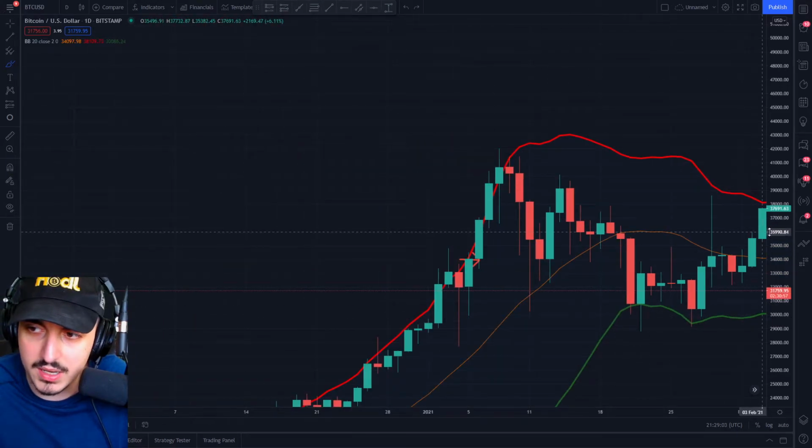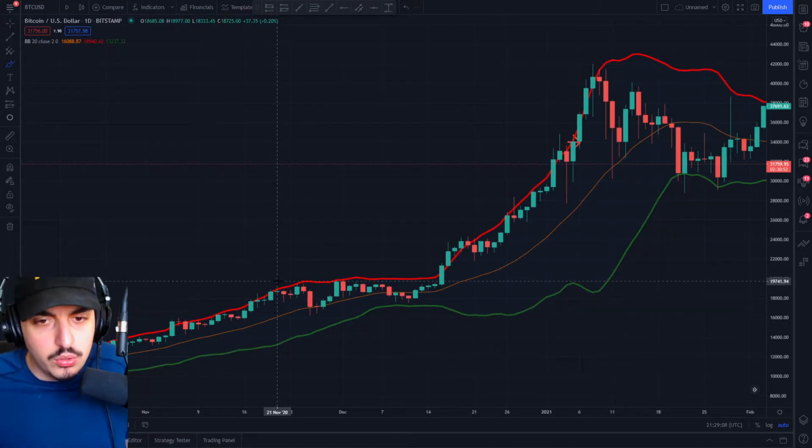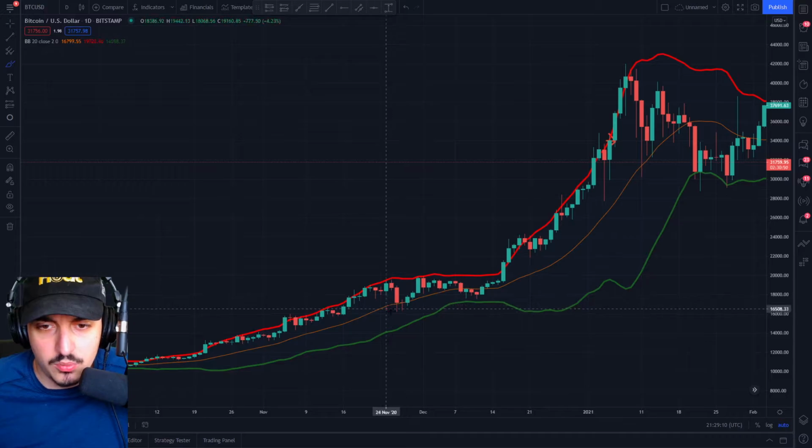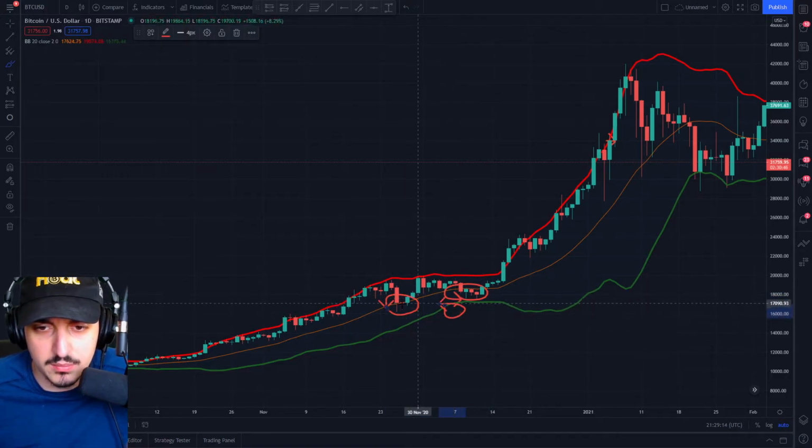Because if we are in an uptrend, what you will notice is this. The orange line will most likely be your buy location, where you would want to be buying. Okay, not below the green, below the orange line.